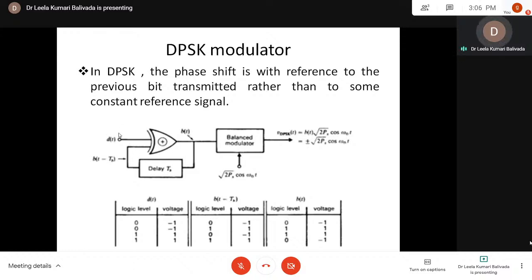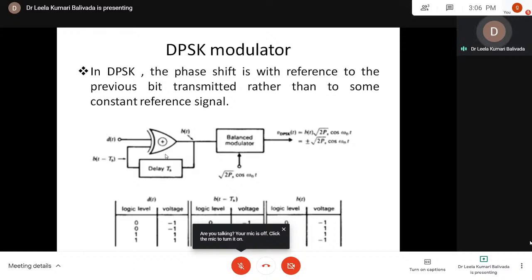Here the data stream to be transmitted, represented by d(t), is applied to the input of the exclusive OR logic gate. The output of the exclusive OR gate, b(t), delayed by the time Tb, is applied as the other input to the exclusive OR gate, which is represented as b(t - Tb). So d(t) is applied as one input and the output b(t), delayed by 1 unit, is given as the second input, b(t - Tb). So b(t) is d(t) exclusive OR b(t - Tb).